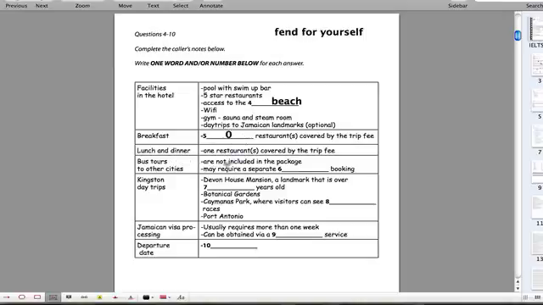Bus tours to other cities, they are not included in the package, as she said. They may require a separate booking, and we thought correctly that this probably would have been a noun. It was a separate hotel booking. Sorry, this isn't lined up very well. Anyway, you know, it should be in there. The man expresses interest in seeing things within the city of Kingston. The woman says Devon House Mansion, a landmark that is over years old. And this is a number, as we correctly predicted. It was over 100 years old.